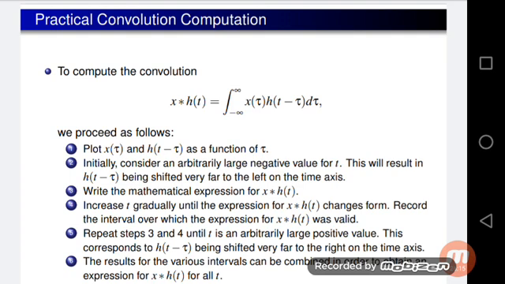Next one is increase t gradually until the expression for x * h(t) changes form. Record the interval over which the expression for x * h(t) is valid.